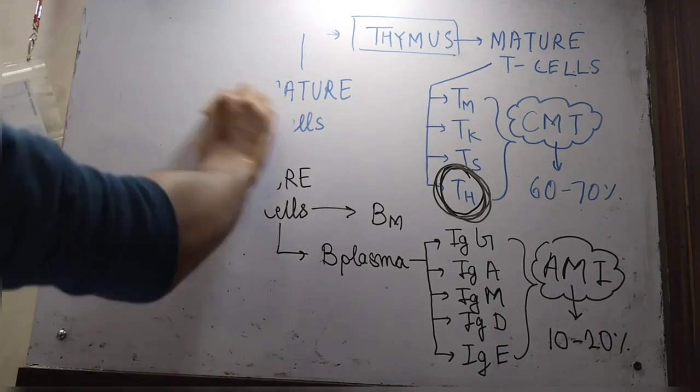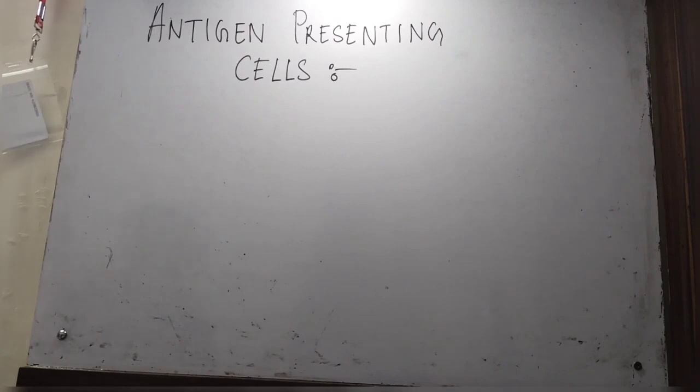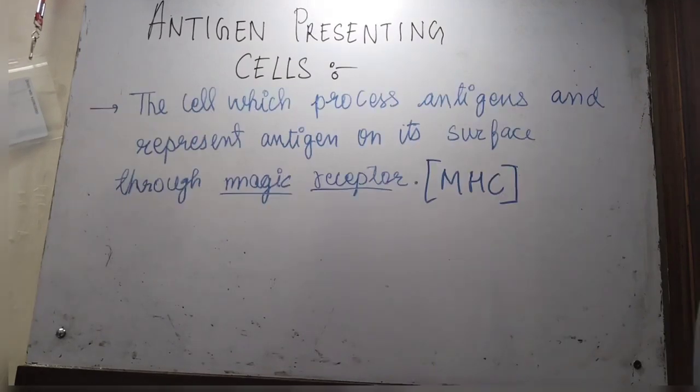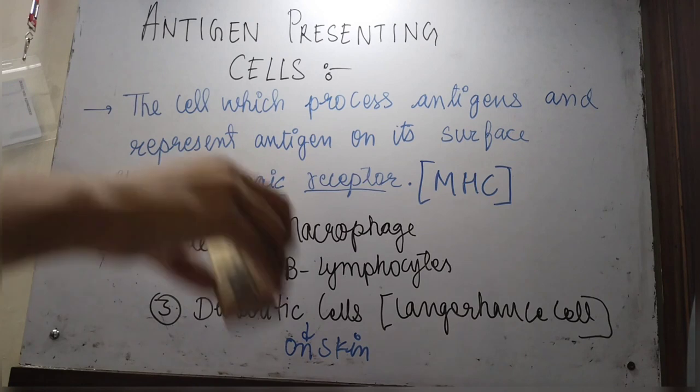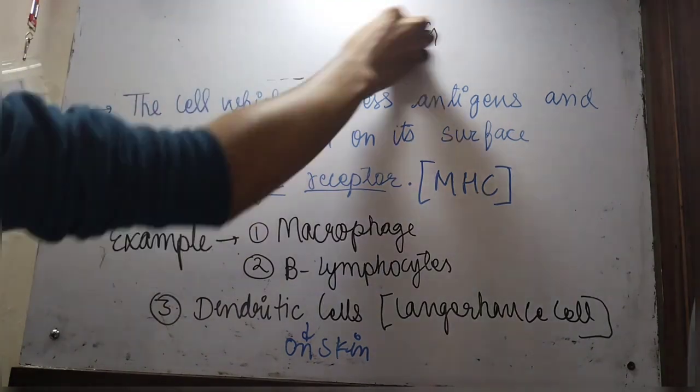The next thing we will see is the antigen presenting cells. These are a special kind of cells. These cells process our antigens and represent the antigens on their surface through MHC receptors. Examples are macrophages, B lymphocytes, and dendritic cells or Langerhans cells. They are found on our skin.